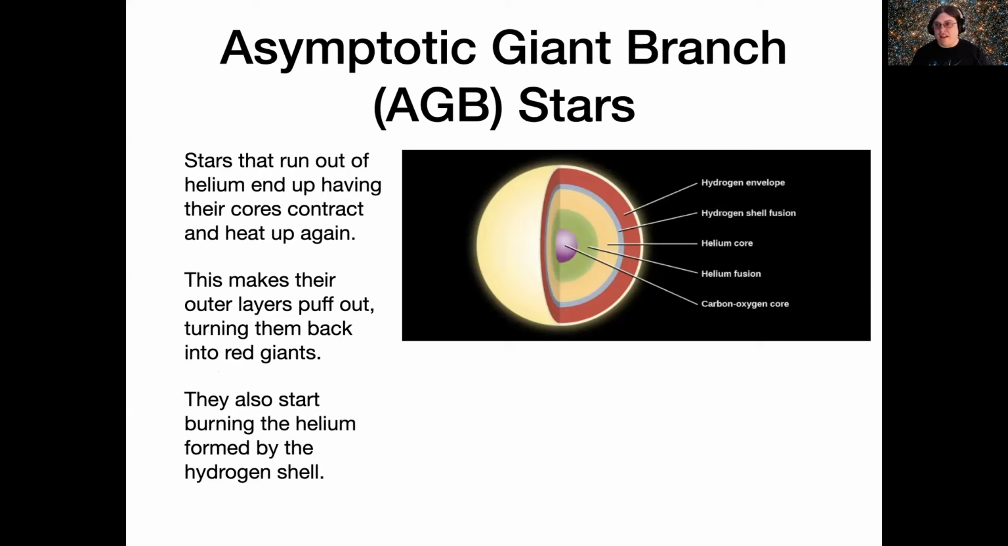The shell around the core ignites, so you get a second shell. You still have the shell that's turning hydrogen to helium, but now you have a shell of helium burning to carbon. And then you still have your carbon oxygen core that's heating up. Now, again, just like whenever we get shell fusion, we get a lot of energy coming from the inside of the star that is not particularly stable, so the star starts swelling up again. So the star goes back to being a red giant.